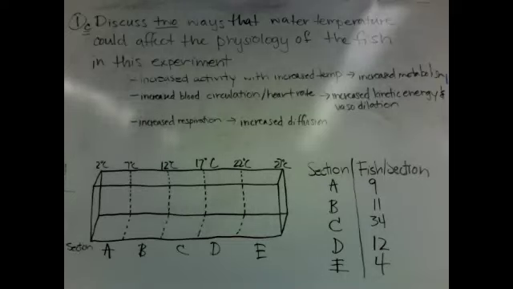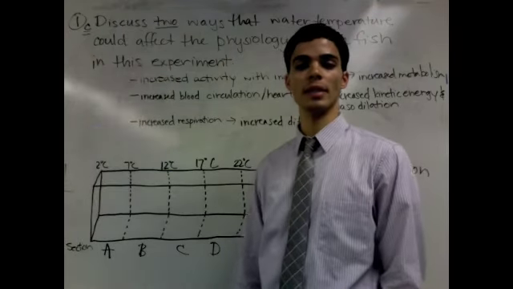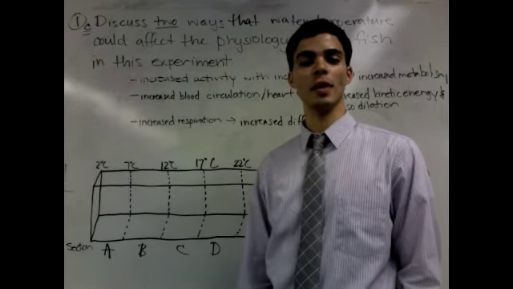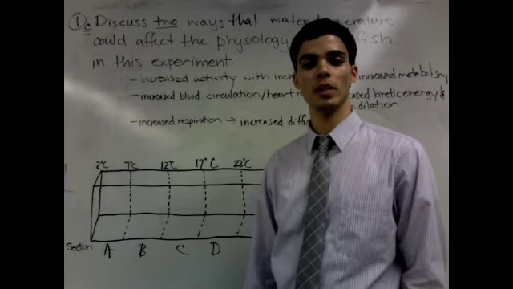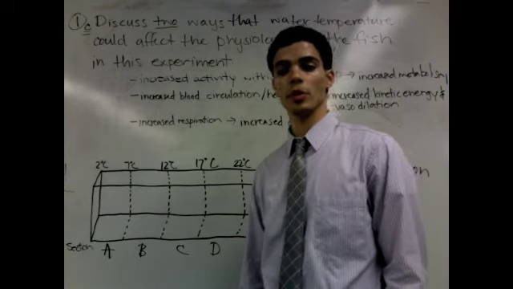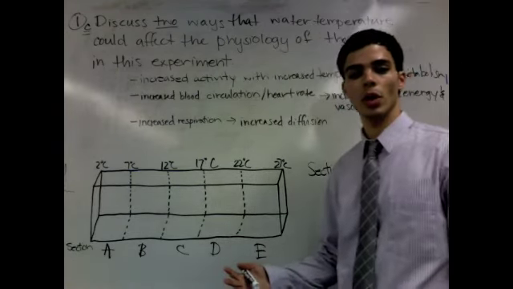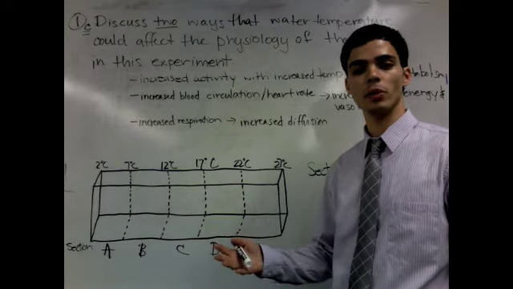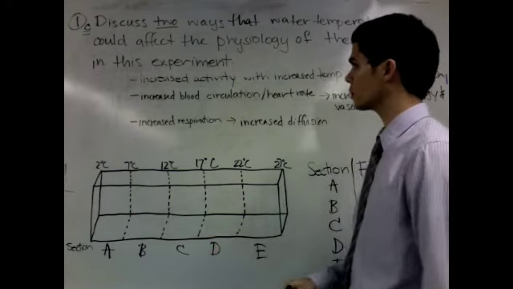Question 1c asks us to discuss two ways that water temperature could affect the physiology of the fish in this experiment. Unlike warm-blooded animals, where the internal temperature of the organism is maintained at a constant temperature, the internal temperature of a cold-blooded animal comes to equilibrium with the external temperature of the environment. And this change in temperature relative to the environmental temperature can affect the physiology of a cold-blooded animal.